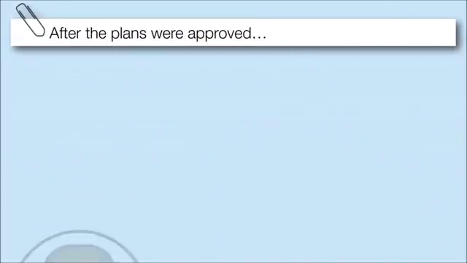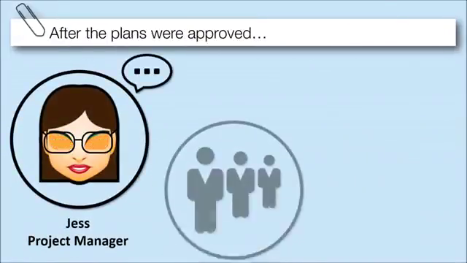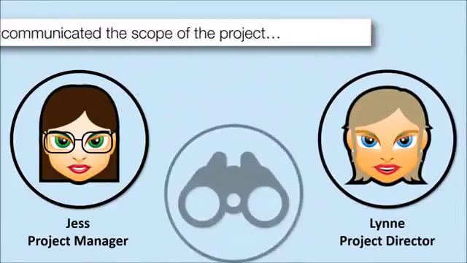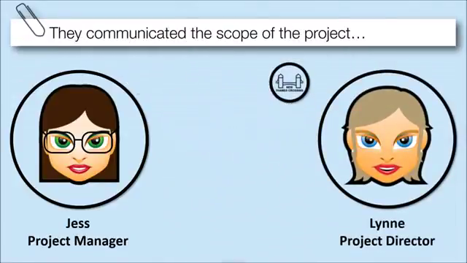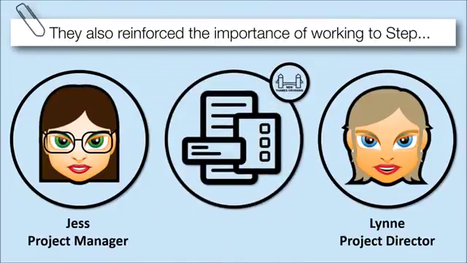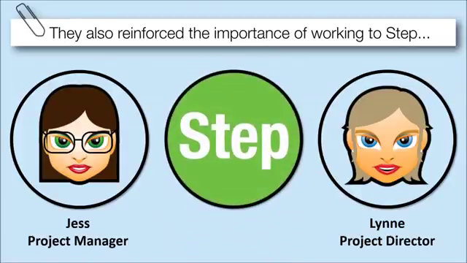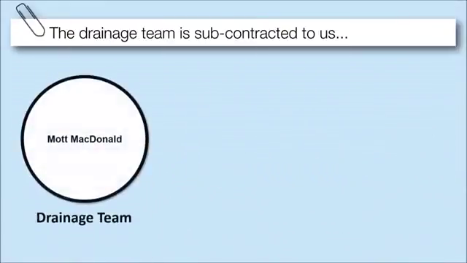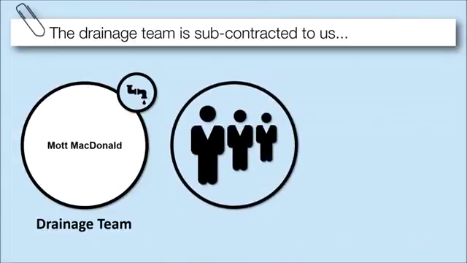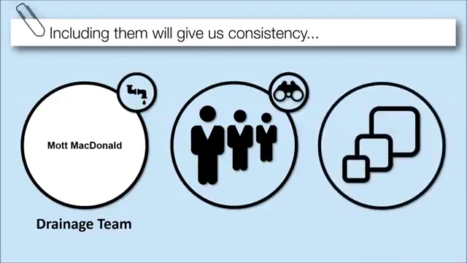After the plans were approved, Jess, our project manager, briefed the entire team with support from the project director, Lynn. They communicated the scope of the project and the format in which the information would be required. They also reinforced the importance of working to STEP. The drainage team is subcontracted to us. Their team members were included in the briefing so they understand the project scope and the required format for their information. Including them will give us consistency across the whole project team.